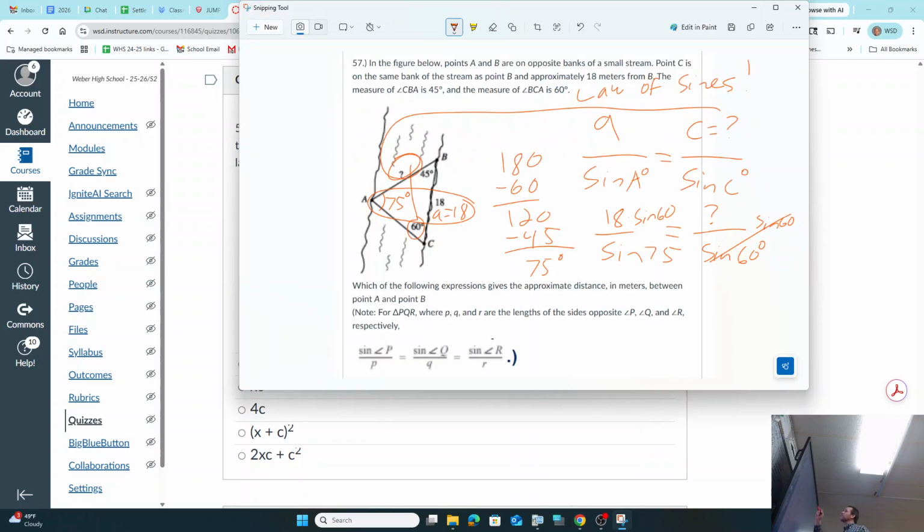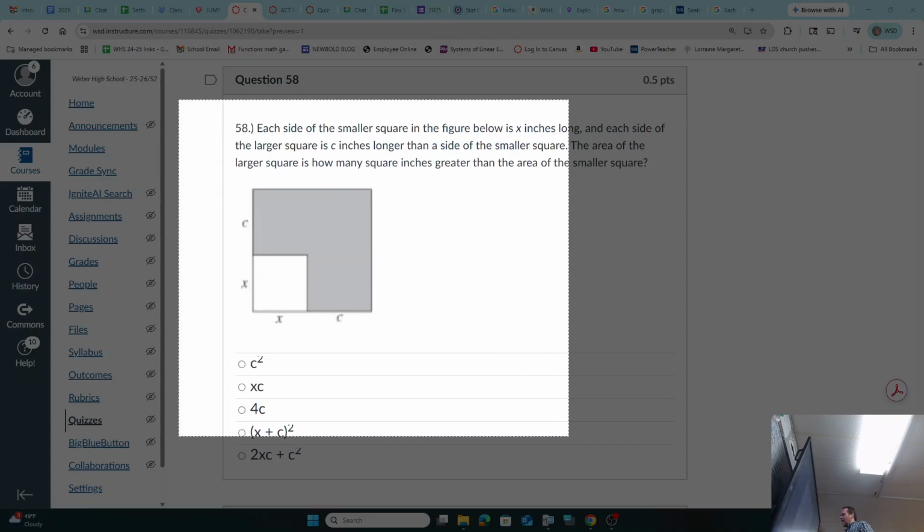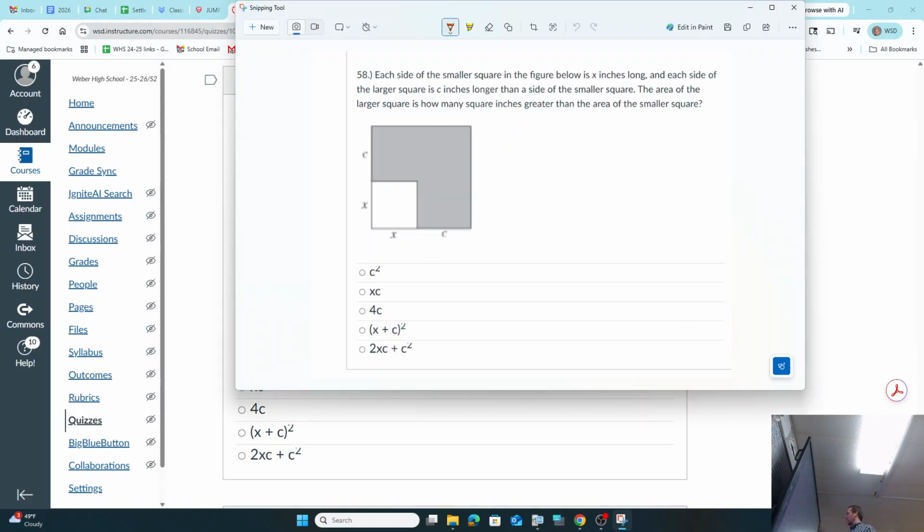Okay, almost there. How in the heck do you find the area of this square? Well, it's x plus c and x plus c. And so x plus c times x plus c, right? So that's the area of the bigger minus the area of the smaller. How many square inches is greater than the smaller? And the smaller is just x times x.